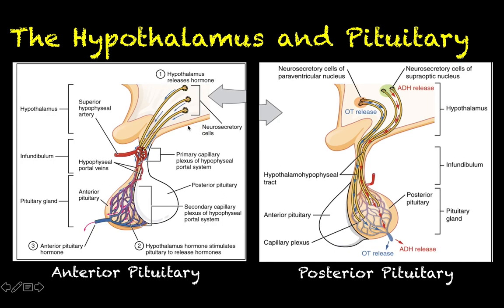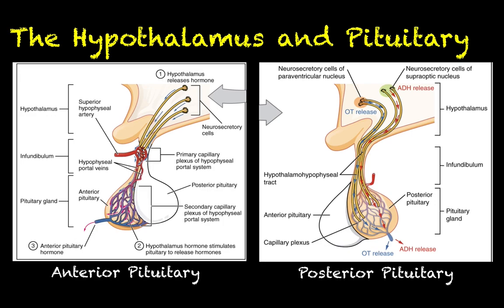You can see on the anterior side, you have hypothalamic neurons secreting their hormones into the hypophyseal portal system, and that system of capillaries will deliver the hormone directly to the cells of the anterior pituitary, and those cells will respond by secreting a hormone of their own, and that anterior pituitary hormone will then be carried downstream to wherever it is going to go.